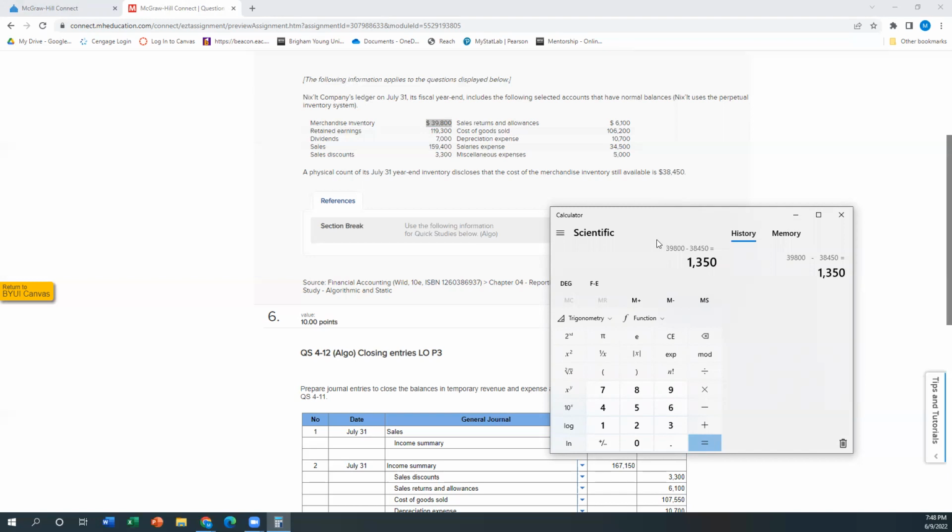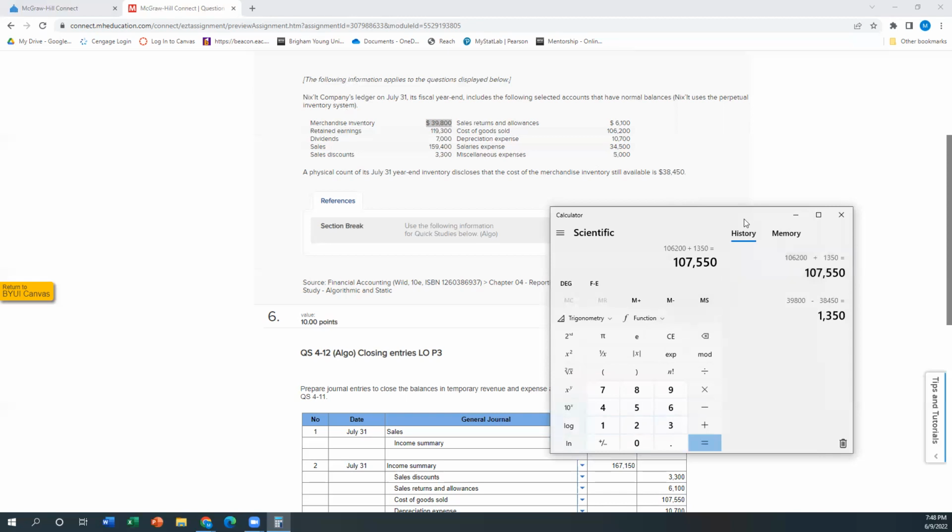So I know that my cost of goods sold, even though it's 106,200 here, plus 1,350 is actually going to be 107,550 before the close. Okay, so I think that's probably getting people, because that's an extra wrinkle this problem threw in.